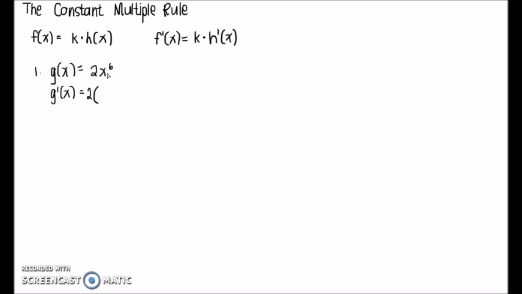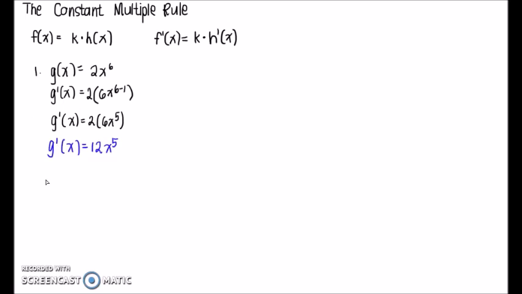So 2 times the derivative of x raised to 6. Recall natin sa power rule, we drop the exponent, copy the base, subtract 1 from the exponent, and then simplify. So we will have the derivative of g of x is equal to 2 times 6x raised to 5, which when we simplify further will give us the derivative of g of x is equal to 12x raised to 5. And that will be our final answer.